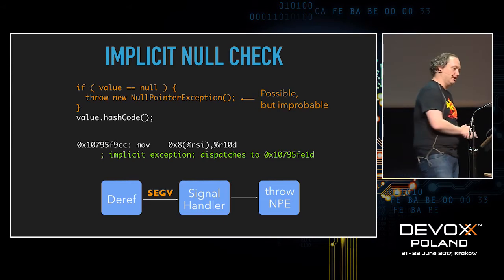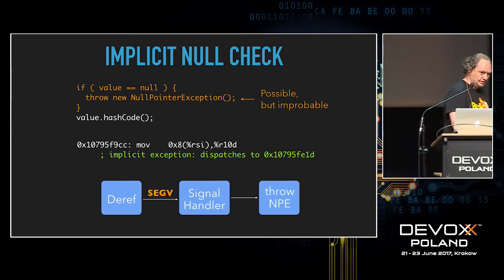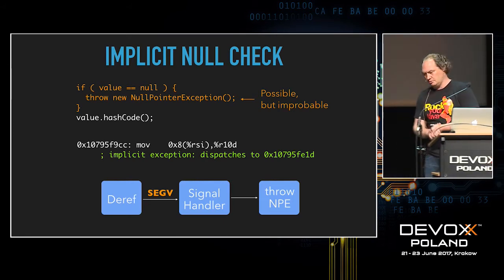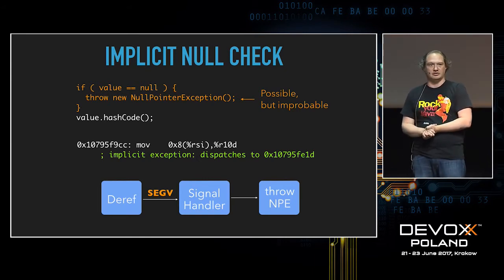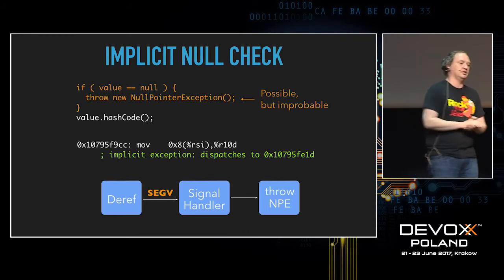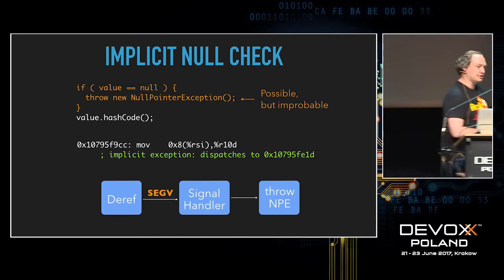If nulls start happening often, this is terrible. You've got to switch from user mode to kernel mode, back to user mode. It is slow. So if you're dealing with a bad Java program where this does not work, then you want to go and do the explicit if. And that's in fact what it will do.